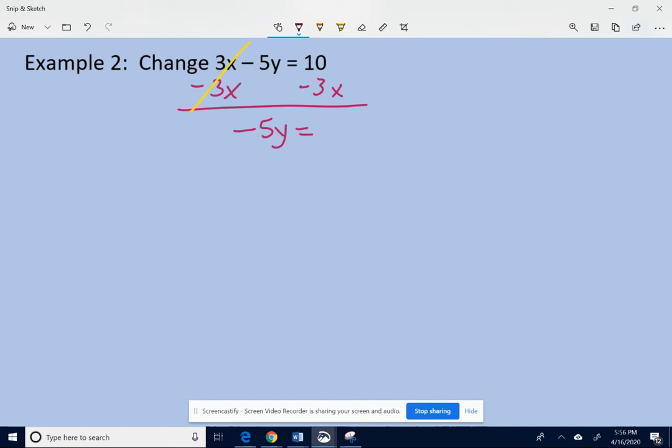They're not like terms, so I just need to write them down. Write it as negative 3x positive 10. Negative 3x plus a 10. Now I need to get rid of my negative 5 that's being multiplied. To get rid of a multiplied number, I'm going to divide. So I'm going to divide by negative 5, but I have to divide all three parts by negative 5.